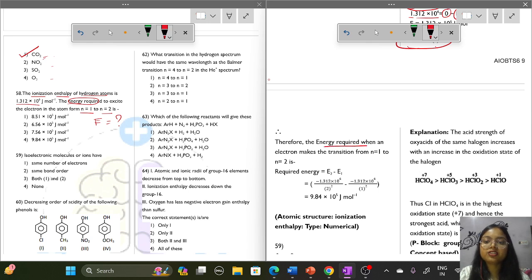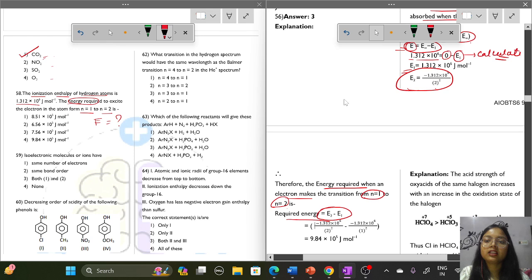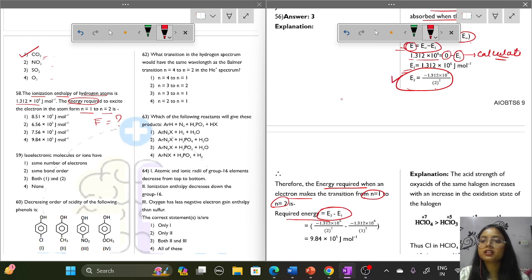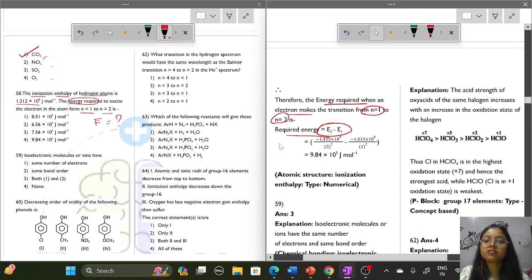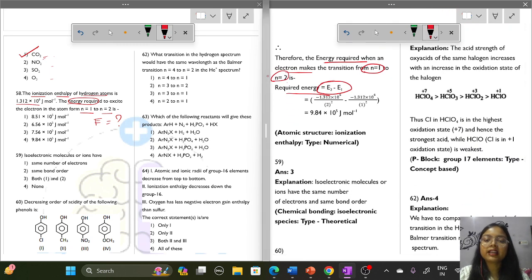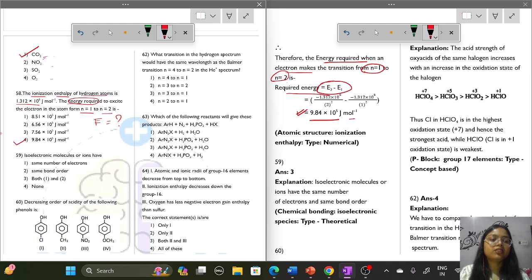Now the energy required when an electron makes a transition from n1 to n2, so we have to look at the transition also. The required energy will be E2 minus E1. E2 we have calculated as minus 1.312 into 10 to the power 6 by 2 squared, and E1 also we know. On calculating this, the answer comes out to be 9.84 into 10 to the power 5 joule per mole. So option number 4 will be the correct option.